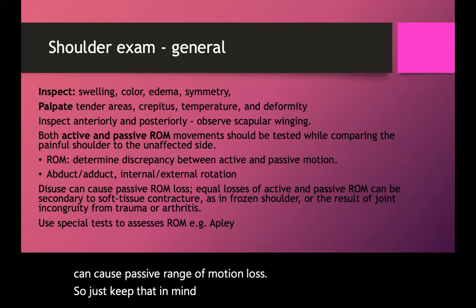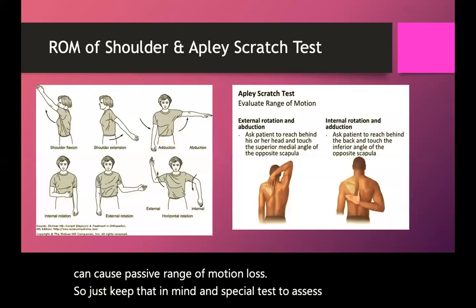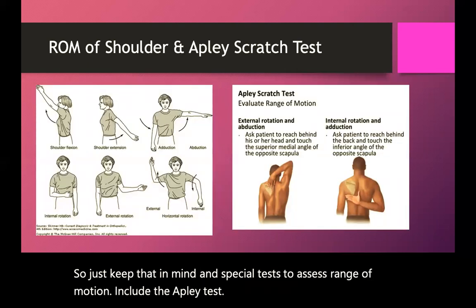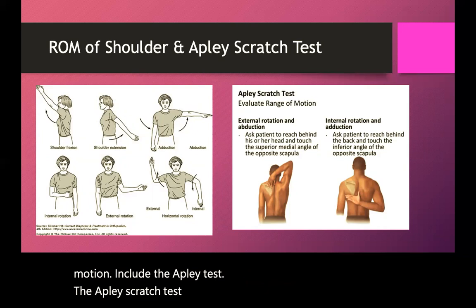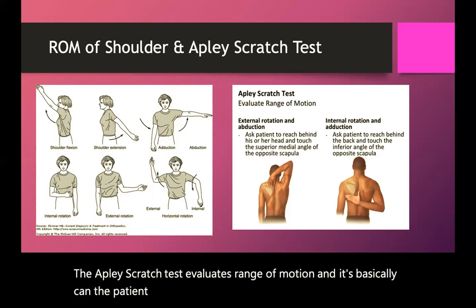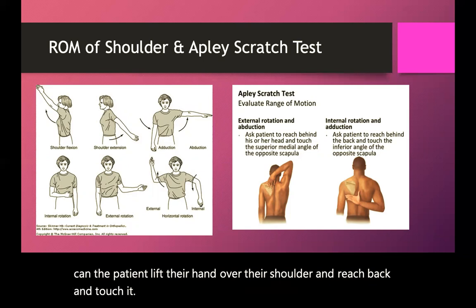And special tests to assess range of motion include the Apley test. So the Apley scratch test evaluates the range of motion, and it's basically, can the patient lift their hand over their shoulder and reach back and touch it, both from top and then underneath.